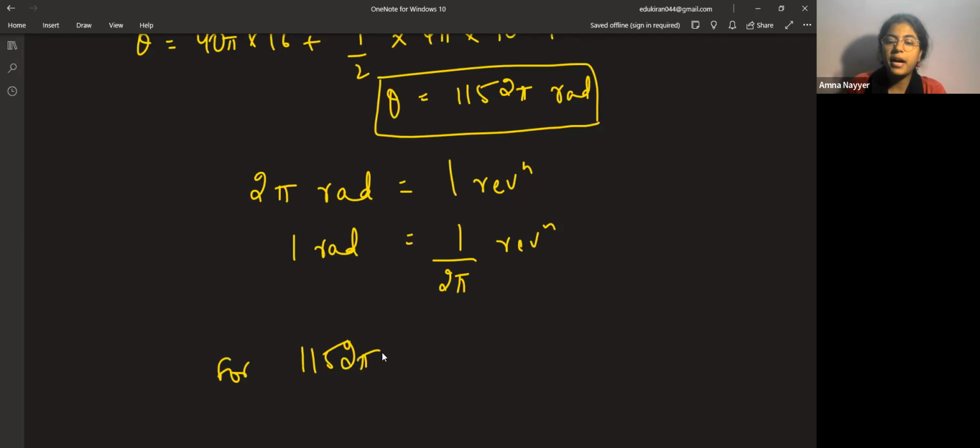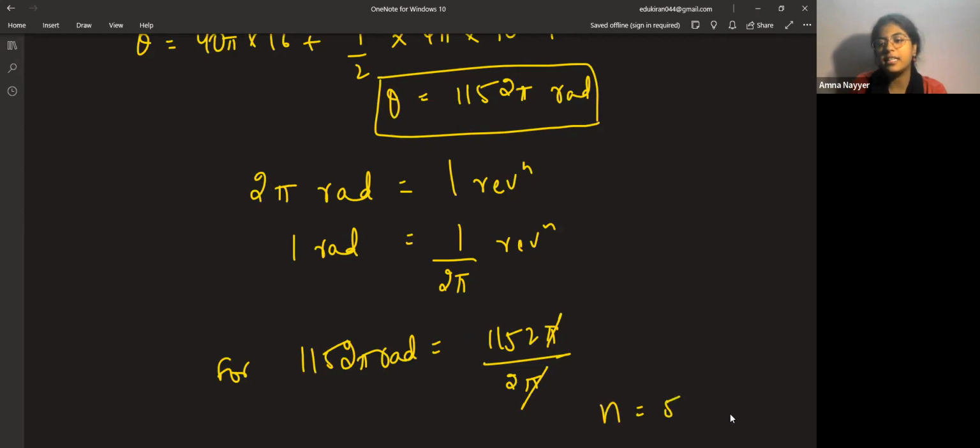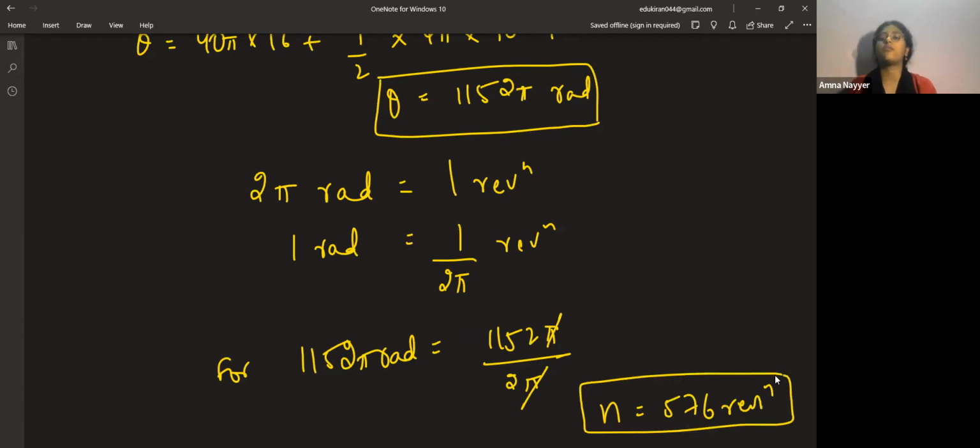For 1152 pi radians, this would be 1152 pi divided by 2 pi. So pi will be cancelled. This becomes the number of revolutions, 576 revolutions. This is the number of revolutions. The second part is important.